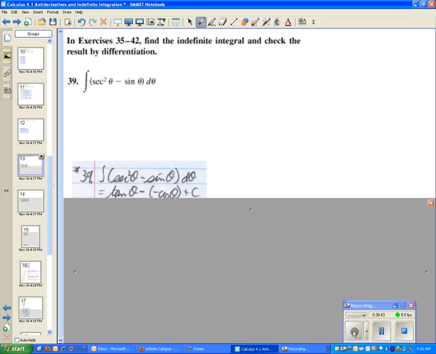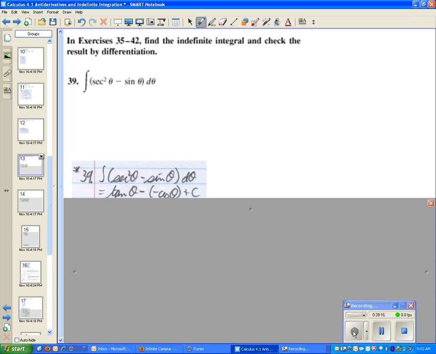And then what's the antiderivative of sine? Well, the antiderivative of the sine of theta is negative cosine of theta. Now, why is it negative? Well, because the derivative of cosine is negative sine. So the antiderivative of negative sine would be positive cosine. So the antiderivative of sine is negative cosine. But anyway, okay? And then there would be another plus c, correct?